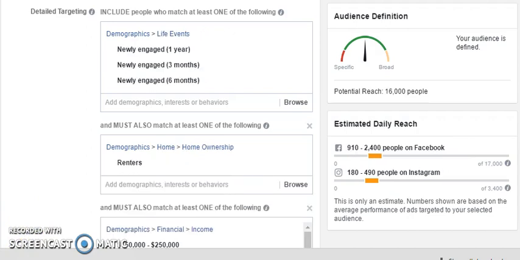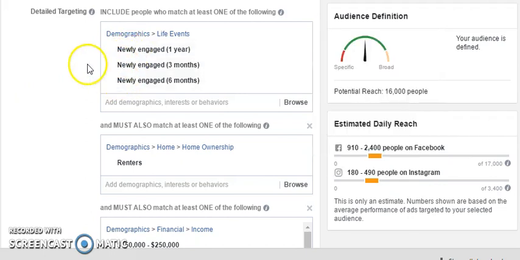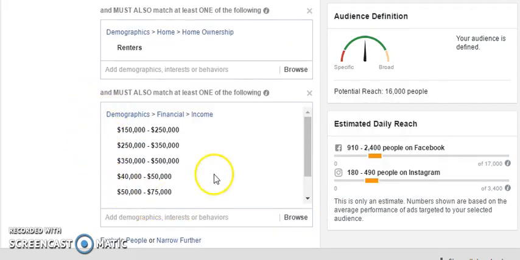Okay, so for another creative example, newly engaged couples. Now what happens when people get engaged? What's their next step? They're going to buy a home. So what we do, newly engaged, 1 year, 3 months, or 6 months. So recently engaged people who are renters, who are currently renting, that have a high income.